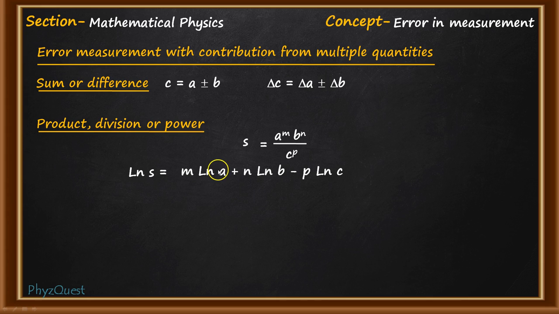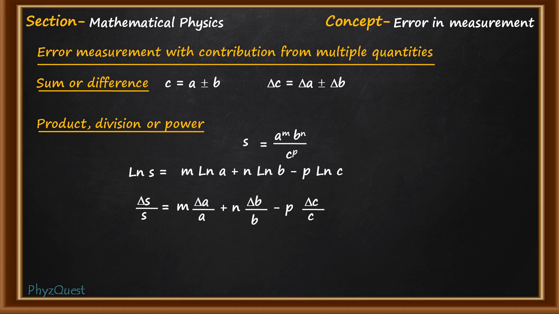Now after taking ln, the next step would be to take the differentiation of both the sides. When we differentiate, the LHS will be equal to delta S by S, and the right hand side will be equal to m into delta A by A plus n into delta B by B minus p into delta C by C. So this is actually the expression of a fractional error.